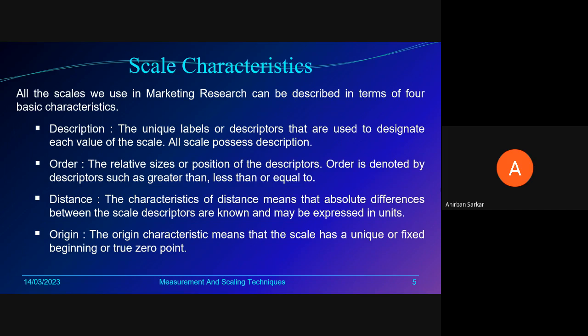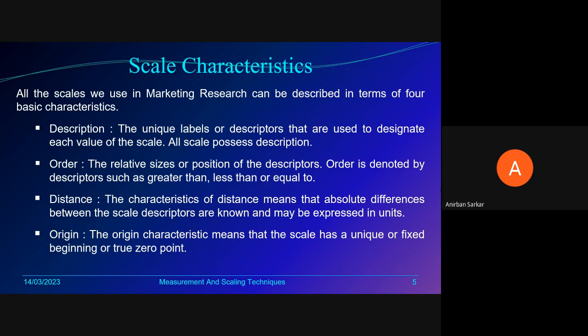What is distance? The characteristic of distance means that absolute differences between the scale descriptors are known and may be expressed in units. Distance means interval scale data. Here in our example, it is the score. So score possesses distance characteristics, order characteristics, and description characteristics as well.